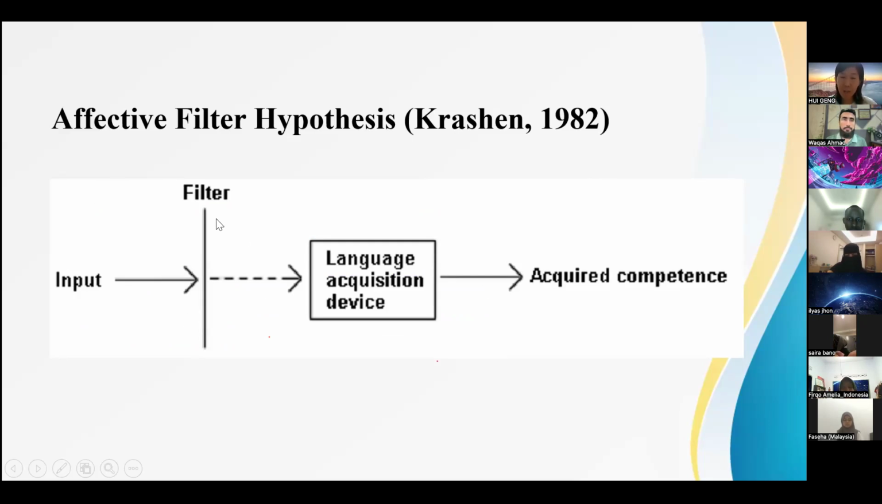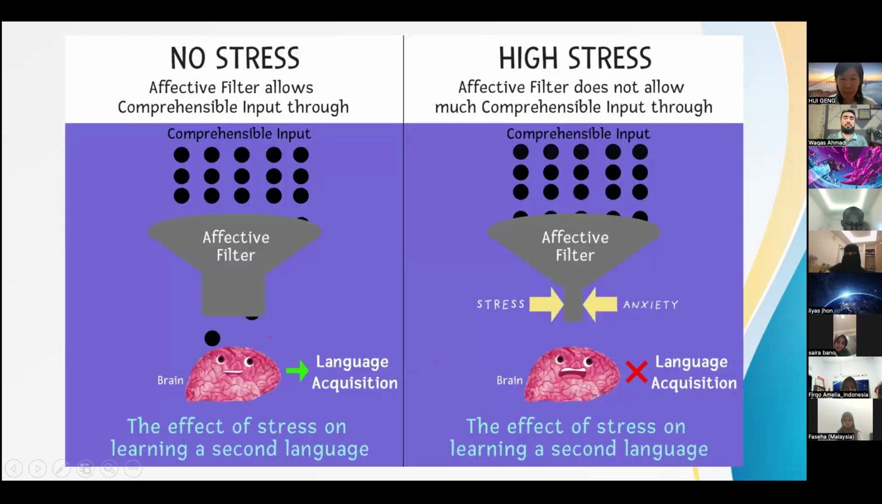Well, the filter, we have actually a funnel. The filter is like a funnel that we will filter something, make the knowledge come into our mind. So in our mind, there is a language acquisition device, and this will definitely influence our acquired competence. When students are placed in a less pressured environment, you can see the black dots are like our input. The comprehensible input will smoothly flow in our brain, and in our brain there is the language acquisition device, and the affective filter is quite widened.